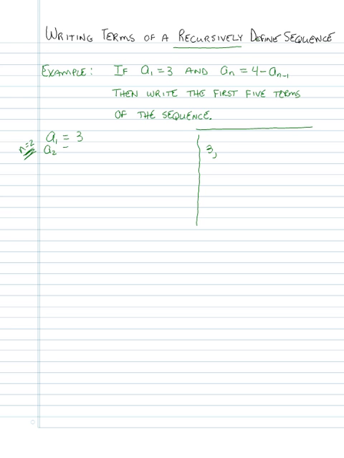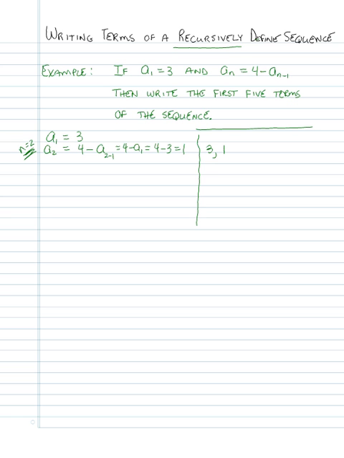Well, it tells us to calculate a sub 2. The formula says, okay, a sub 2 is 4 minus a sub, remember n is 2, a subscript 2 minus 1. Well, 2 minus 1 is 1, so this is 4 minus a sub 1. And we have the information about a sub 1. A sub 1 is 3, so this is 4 minus 3, or a positive 1. So the second term is positive 1 here.